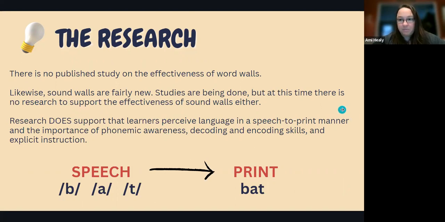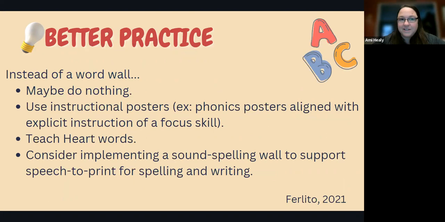So when we're thinking about word walls, think about why we are using them. There are cases where they are okay to use, and I'm going to go through them. We just need to think about whether it is a spelling thing or a vocabulary thing. Are there better things to do? What could we do instead?